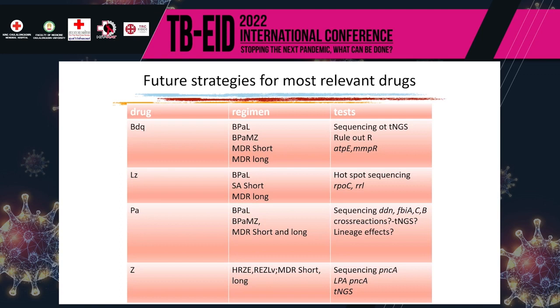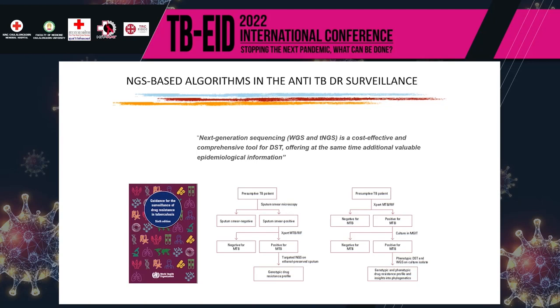For pyrazinamide, that is becoming a key drug for drug-sensitive TB and drug-resistant TB, probably the best approach is sequencing of pncA, or we do have available an LPA based on the pncA gene. Definitely, it is important to establish in any country a program for surveillance of drug resistance, and the WHO has shown in the past that the next generation sequencing, both WGS and targeted NGS, are the cost-effective and comprehensive tools for surveillance of drug resistance associated mutations in a strain population.